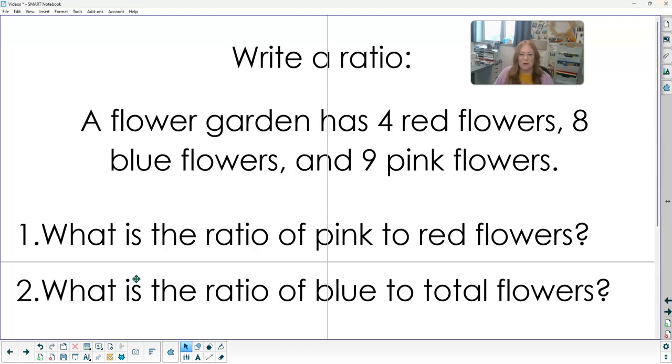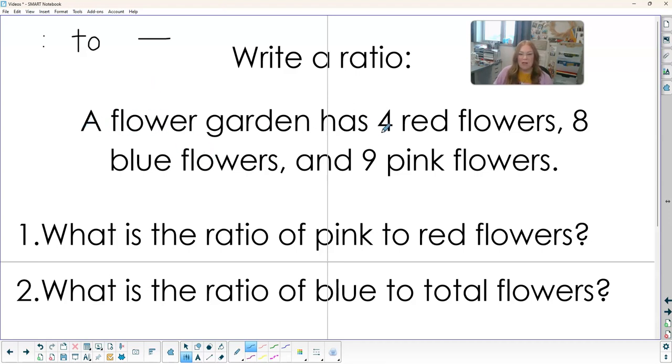So the first ones we're going to work on is writing a ratio. So remember, we can write the ratio 3 ways. You can use the colon, you can use the word to, or you can write it as a fraction, and you have to put them in the order the problem asks.